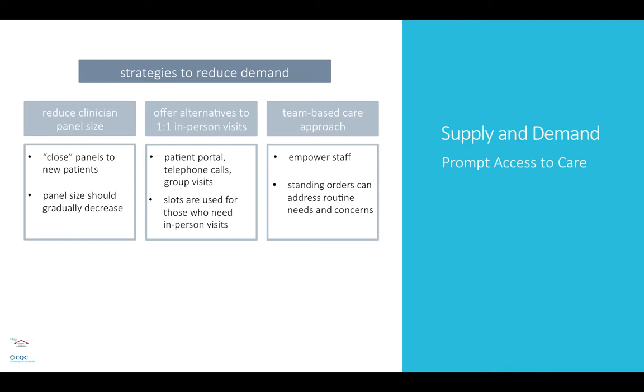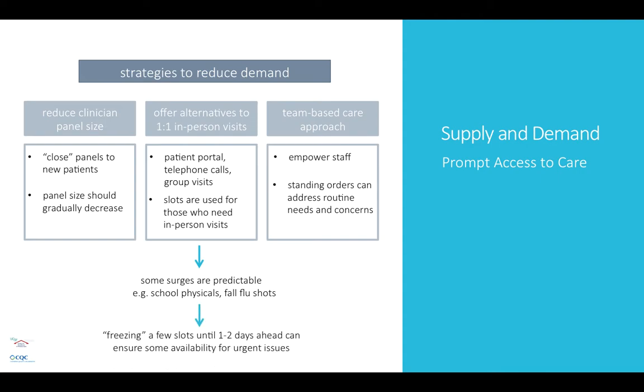Fee-for-service payment models sometimes place constraints on a practice's ability to explore alternatives to in-person visits, but there are increasing opportunities through capitated models. Some surges in demand are predictable and may be more efficiently handled through alternatives to the standard medical visit. For example, school physicals and fall flu shots could be scheduled on special days with a streamlined workflow. Freezing a select number of appointments until a day or two ahead can help ensure that at least some appointments are available for urgent visits.